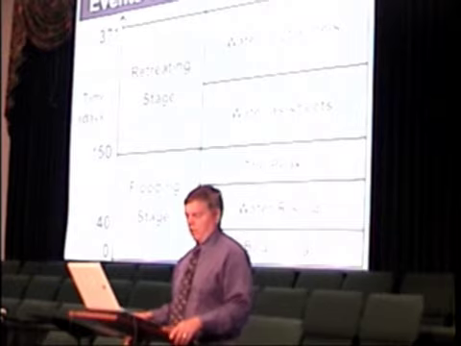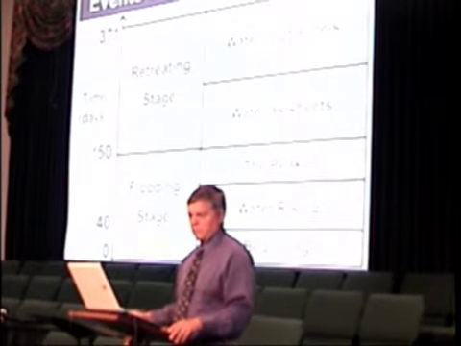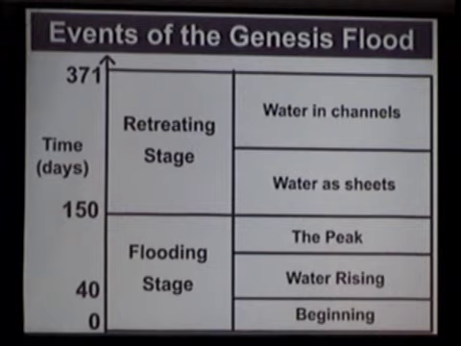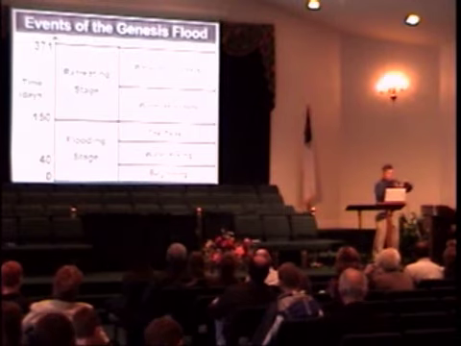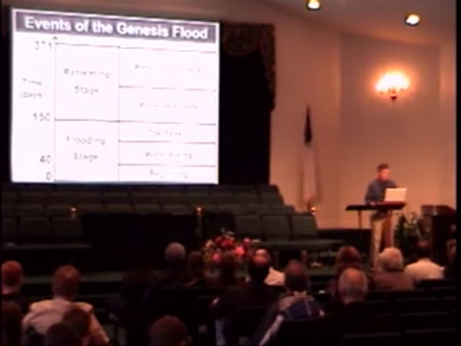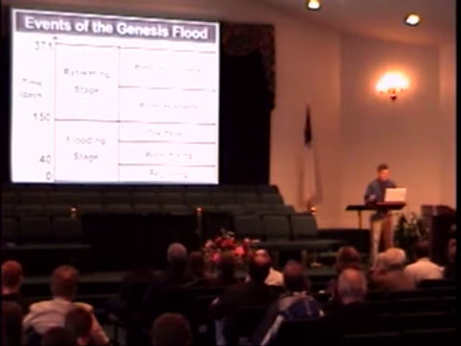So I'm back to this diagram that I introduced last night. This is from Tas Walker. He divides the flood up into two major stages. The flooding stage, in which the waters flooded the earth, and at day 150 it peaked. And then they started to recede off, and I'll go into this more. Now, during the flooding stage, I believe that's when practically all the sedimentary rocks in the continents were laid down and the fossils in there. And the retreating stage was mainly an erosional stage on the continents. And you can divide the retreating stage up into two phases.